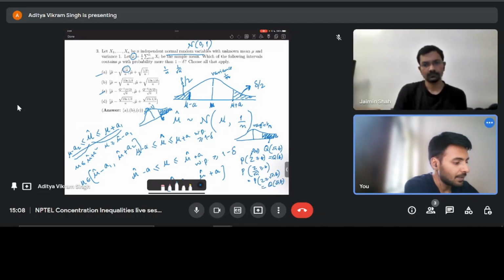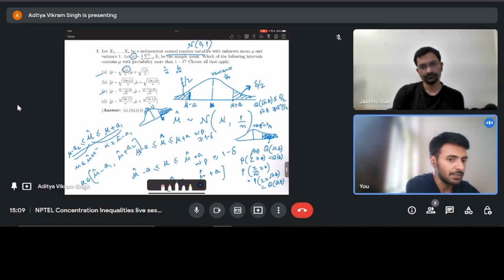of root n t. And so we want this Q(root n t) to be less than or equal to delta by 2. That would mean that root n t would be greater than or equal to Q inverse of delta by 2. And the inequality changes here because Q is a decreasing function. As you increase t, the tail keeps on decreasing. So the inequality reverses, and t would be 1 by root n Q inverse delta by 2. So that is why we get this Q inverse delta by 2 by root n. So this is the exact thing.